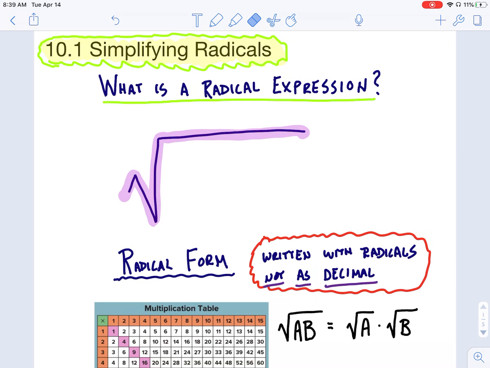All right, in today's lesson, we're going to talk about simplifying radicals. First off, let's start with what a radical expression is. You might not have ever heard this term, radical. A radical is what you probably know as a square root symbol.